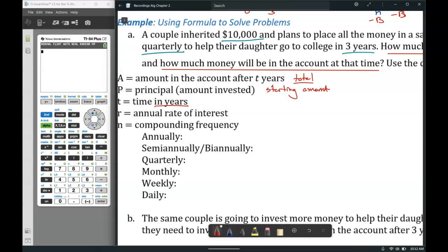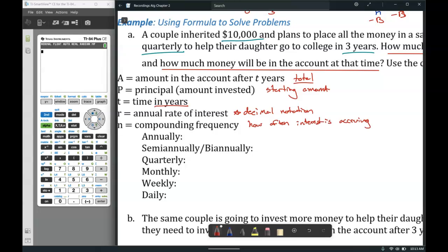If they ever give us a value that's not in years, it must be converted to years, such as 24 months as 2 years or a decade as 10. R represents the annual rate of interest, and that's going to be written as a decimal. It needs to be in decimal notation. And then lastly, we have N, which represents compounding frequency, which is how often interest is accruing and being added to the account.